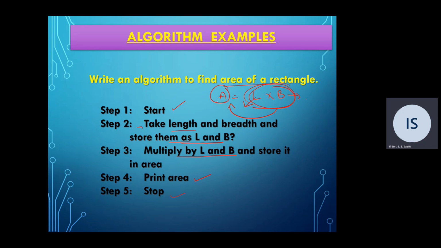So we need to print the variable, the attribute which is actually containing the output. Here A contains the actual output. So we are printing area. So our task is finished. So we terminate the algorithm using the statement stop. So 5 steps are required here.